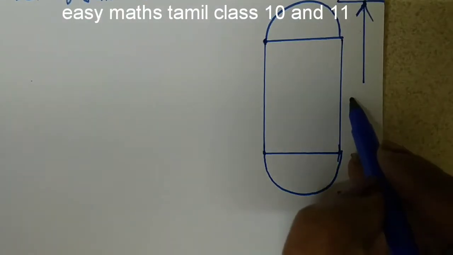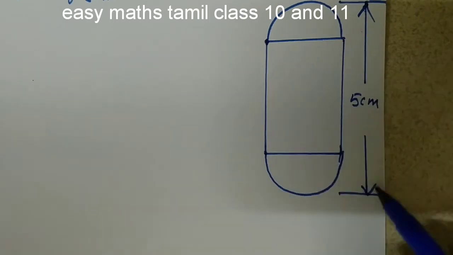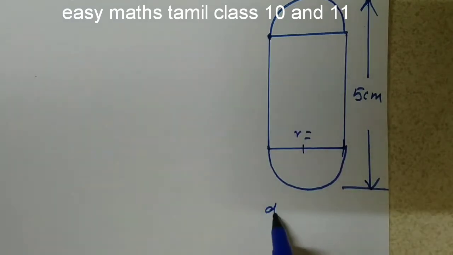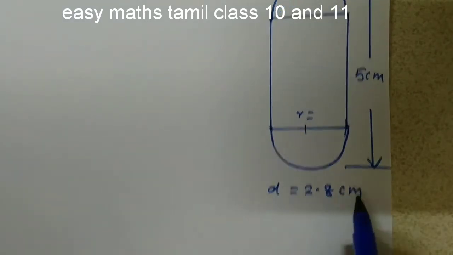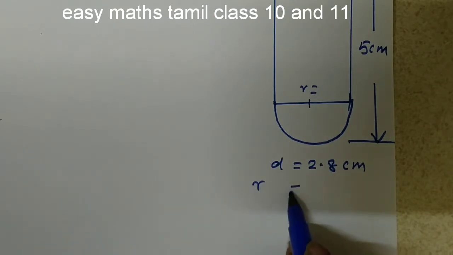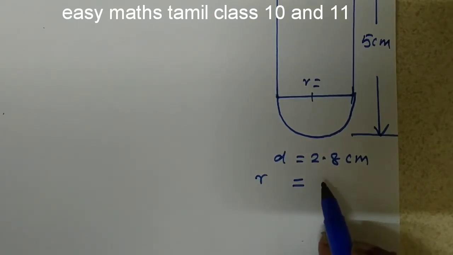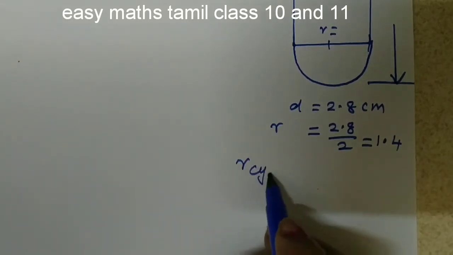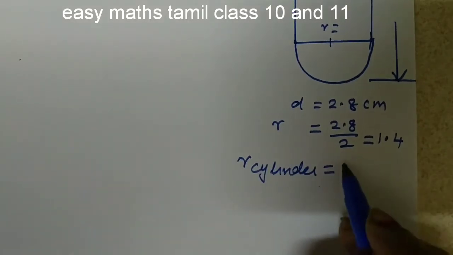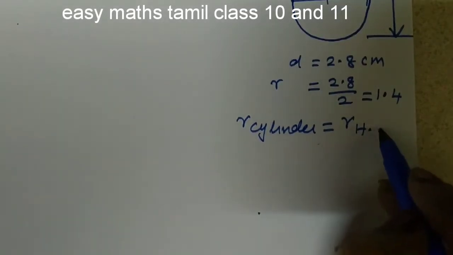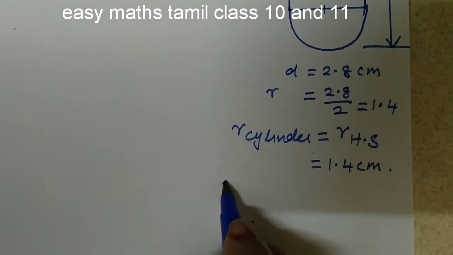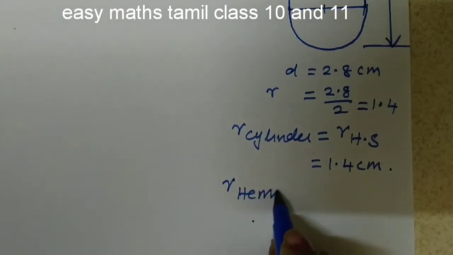The total height of the jamun is 5 cm. It's given. And the diameter of the jamun is given as 2.8 cm. So the radius of the hemisphere is diameter by 2, 2.8 by 2, so 1.4. So the radius of the cylinder is equal to the radius of the hemisphere, equal to 1.4 centimeter.